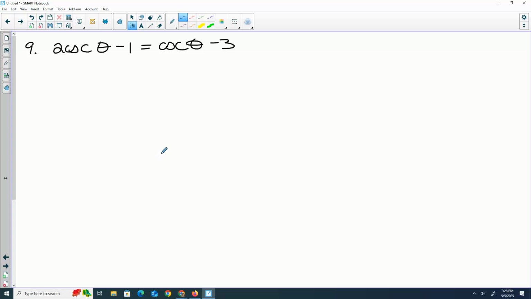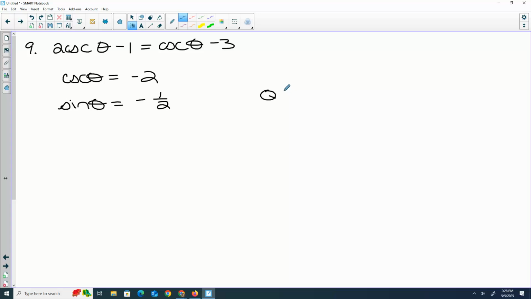Alright, so if I'm trying to solve this, if I want my cosecants on the same side, I can subtract over this cosecant theta, add over my 1. So cosecant is negative 2. If you don't like thinking about cosecant, do its reciprocal. That means sine is negative 1/2.